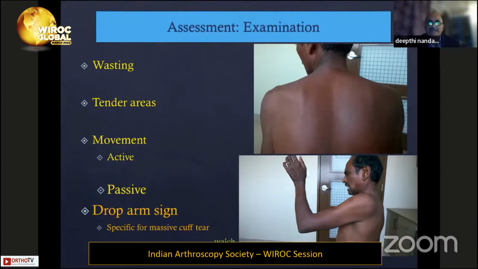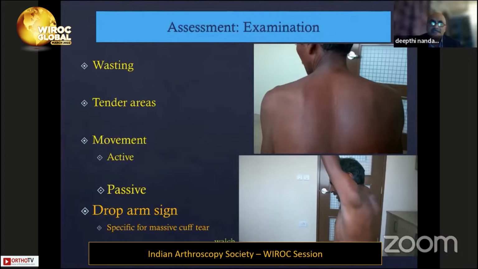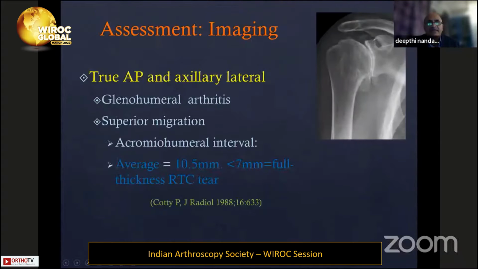Movement should always be checked. You should not only check the active movement, but also the passive movement, where we support the arm, like so. And you see, this patient is not able to lift up, but if you hold it up, it will go. So that's a passive movement, which is full range. And these sort of patients benefit a lot from rotator cuff repairs.